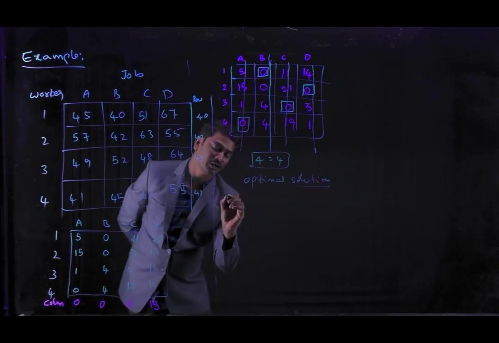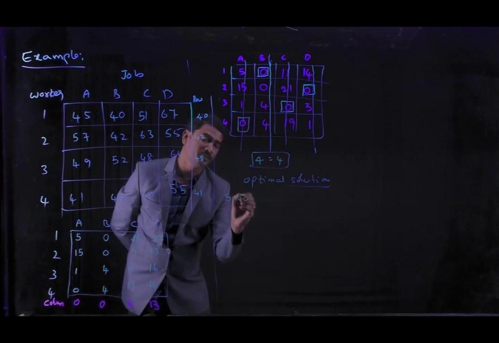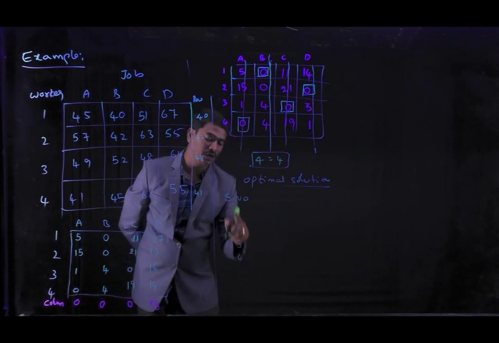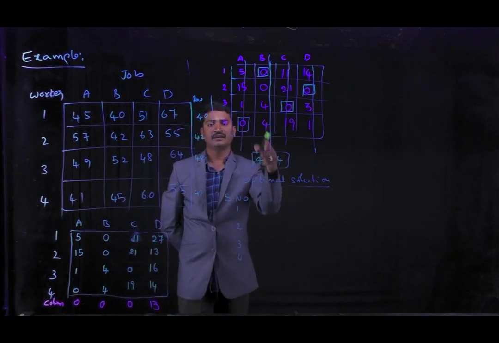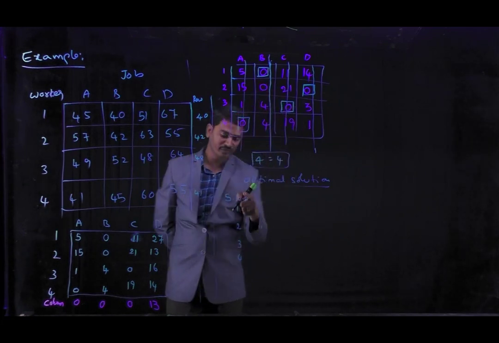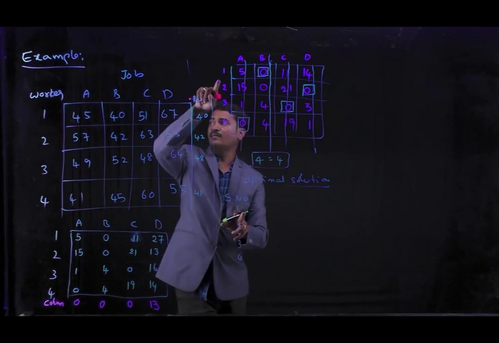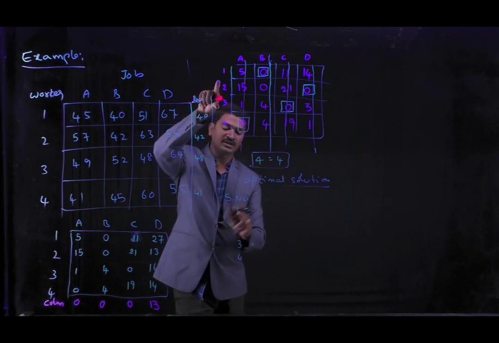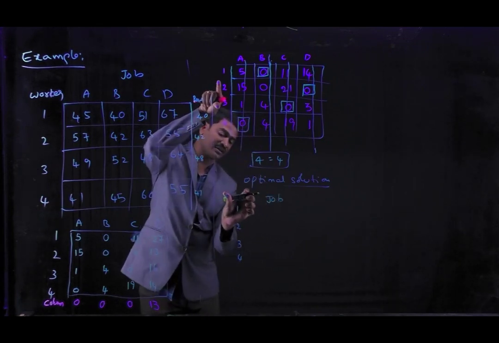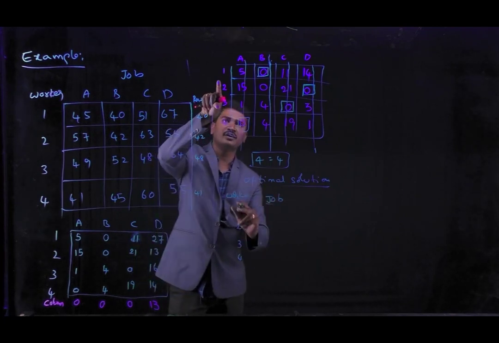Here how do we calculate the optimal solution? By the help of this table. How many number of assignments are there? 4 assignments are there. 4 allocations are there. 1, 2, 3, 4. So we are taking 4 allocations. First worker, which job is he going to perform? Otherwise you can take this as a worker, like this also. Which job is he going to perform?